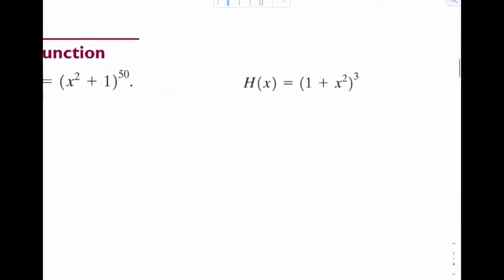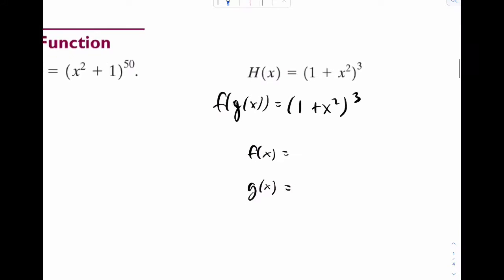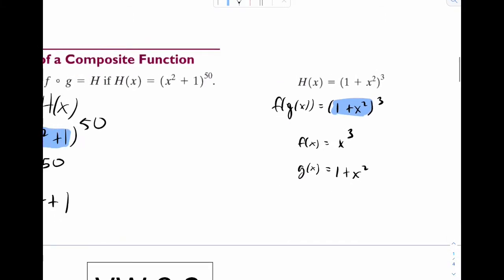Let's try another one. So again, we're going to break it up into f of g of x is this. Start here, your inside function. So look at that. There's your inside, 1 plus x squared. Replace that with x, x to the third. And that's it.